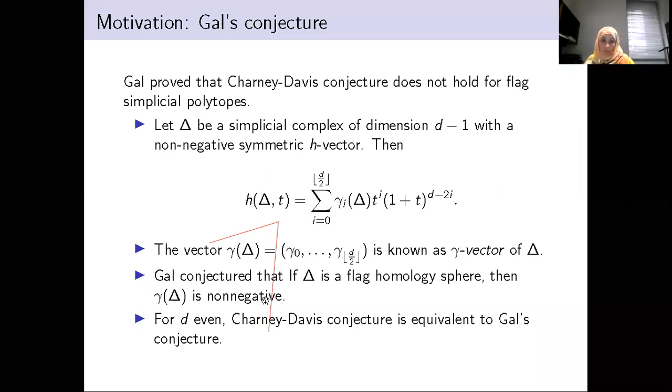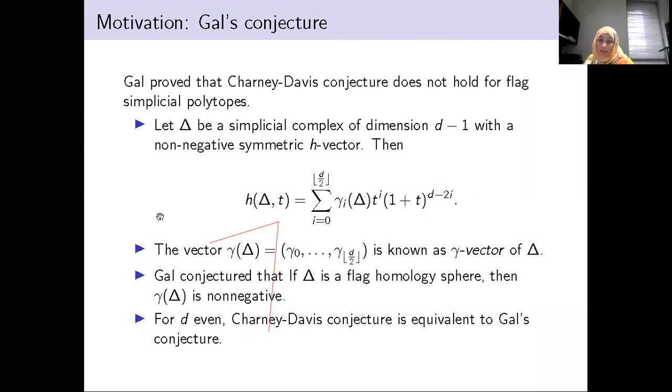So if someone cannot determine whether your polynomial is real rooted or not, then you need to study these gamma vectors. Again there is a very interesting question: if these are non-negative, what are the combinatorial interpretations of these gamma vectors? So there is a long list of questions.